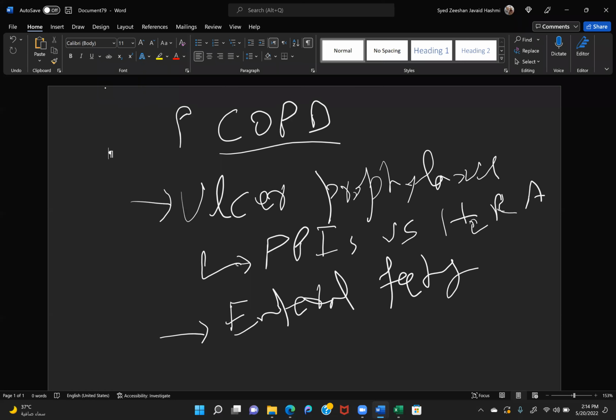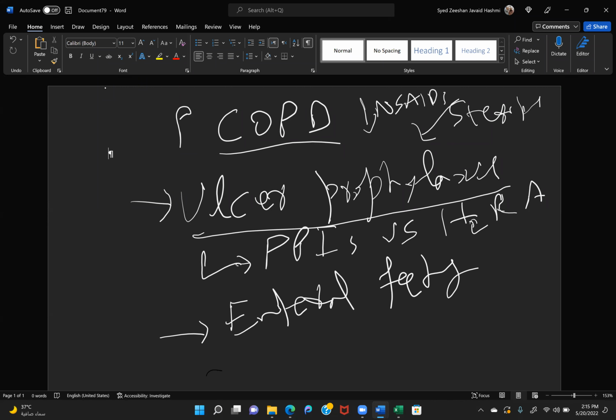Okay. Especially if you are giving steroids, for example, it has a special relation, or the patient is taking NSAIDs. If you are giving NSAIDs for certain reasons, these patients will be at high risk. And another, it is also a prophylaxis for VAP.